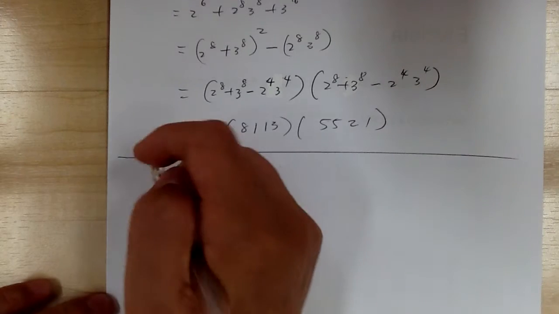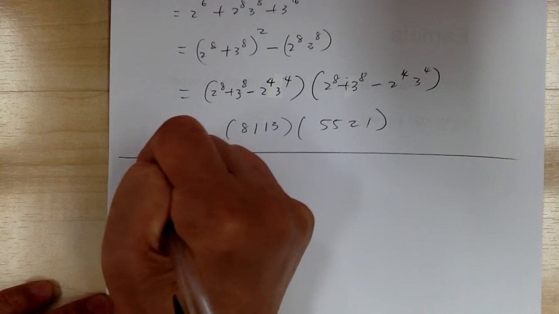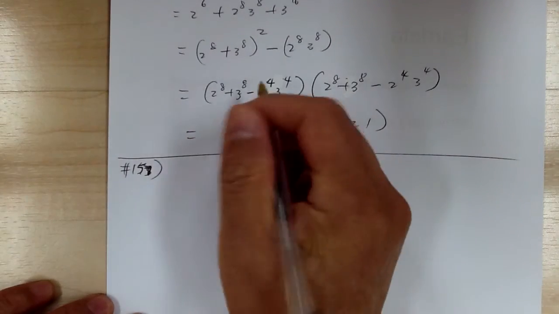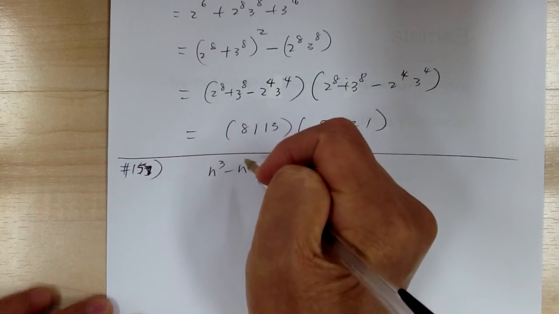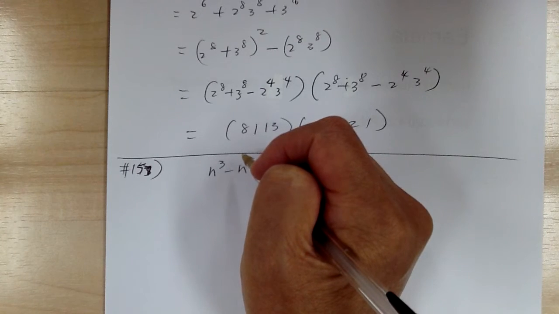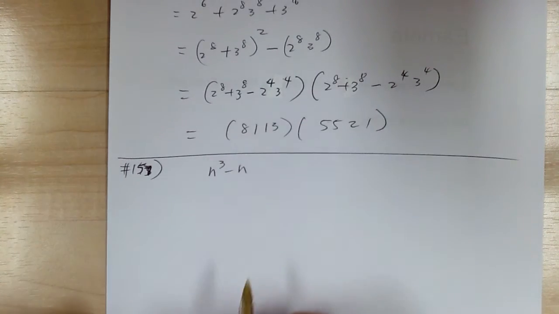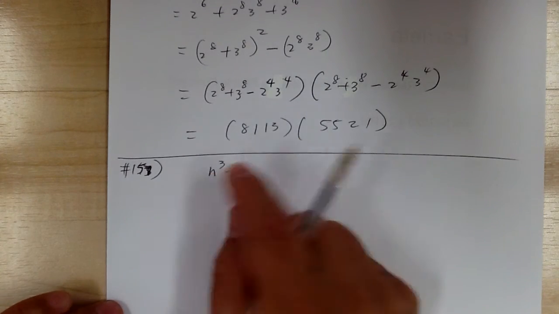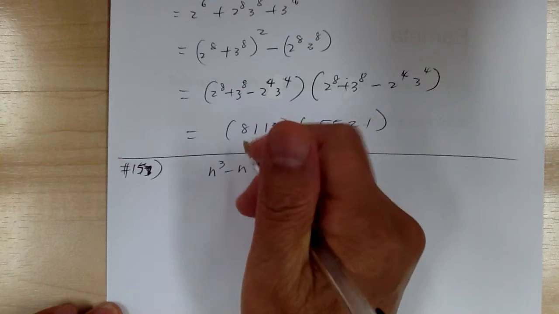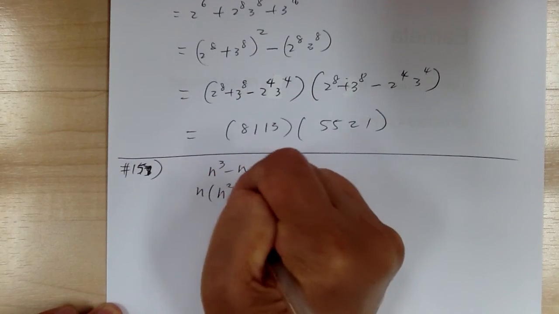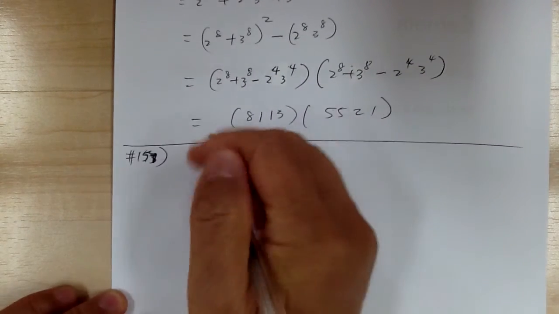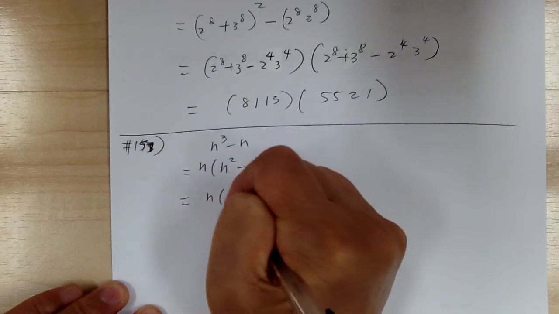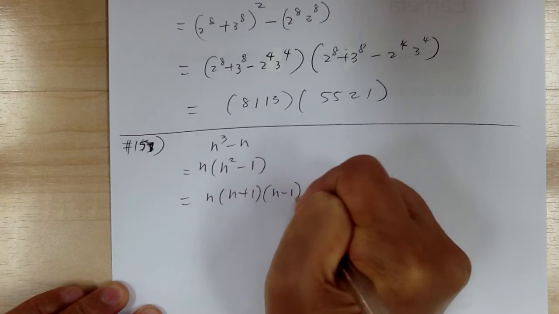Okay. So number 157. You have n cubed minus n. And what is the largest number by which this is divisible for all possible integral values of n? So again, first let's go and factor out the n. So you get n squared minus 1. And then you go ahead and factor into conjugates. So you're going to get n plus 1, n minus 1.